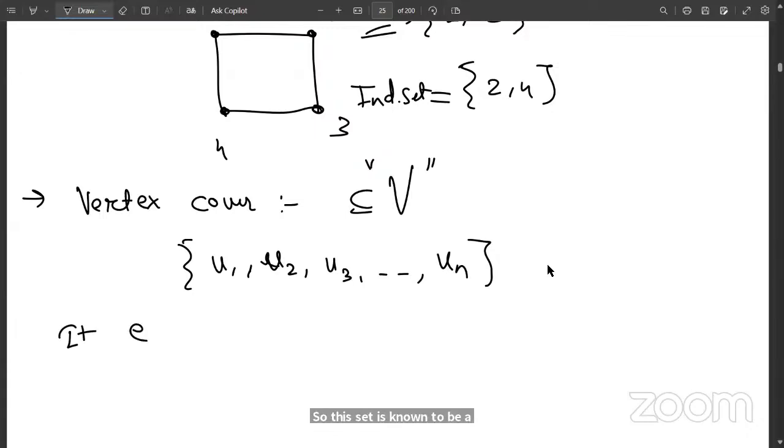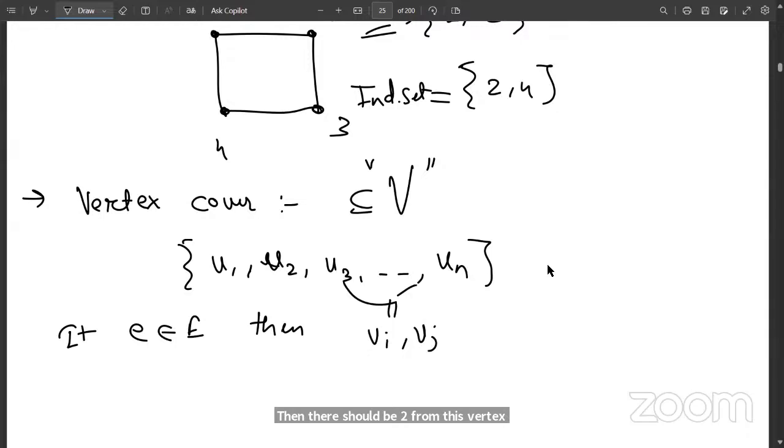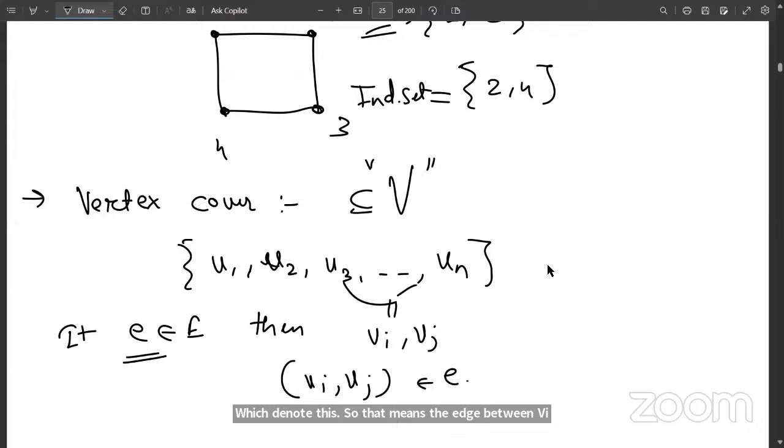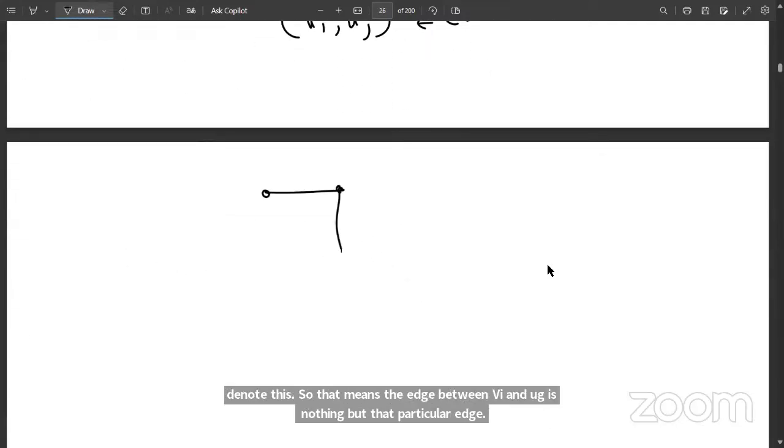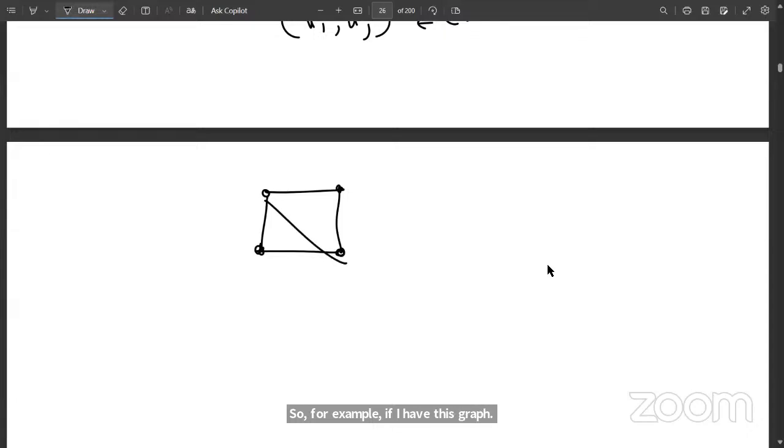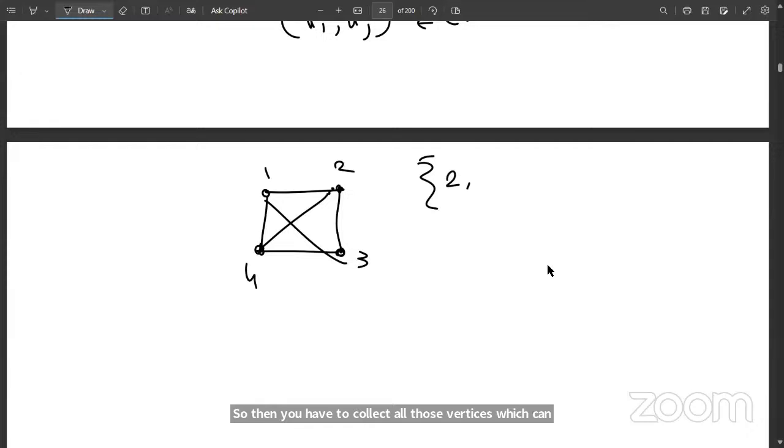If there is an edge in your edge set, then there should be two vertices from this vertex set, Vi and Vj, which denote this edge. So the edge between Vi and Vj is that particular edge. For example, suppose 1, 2, 3, 4 are my vertices. You have to collect all those vertices which can cover all the edges. Suppose I take 2 in my vertex cover. Then these edges are associated with 2, so it will cover these 3 edges.